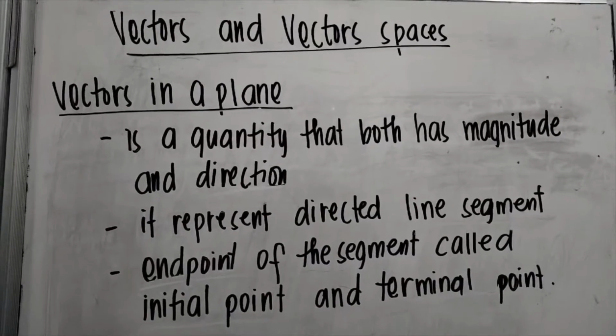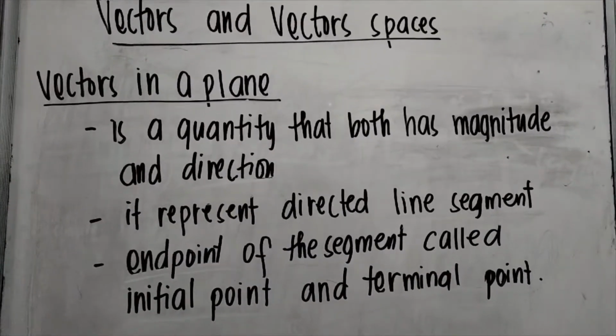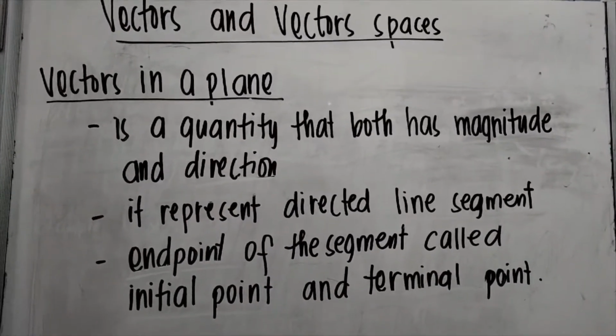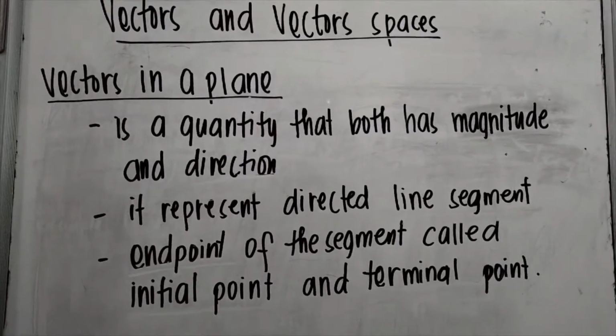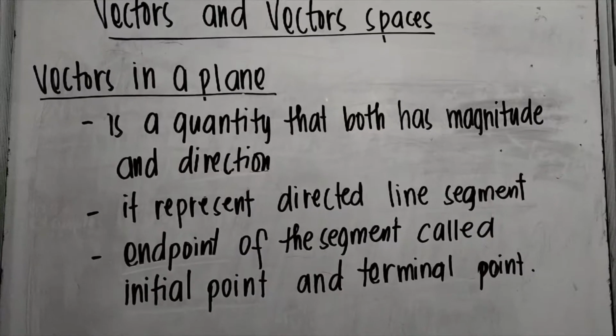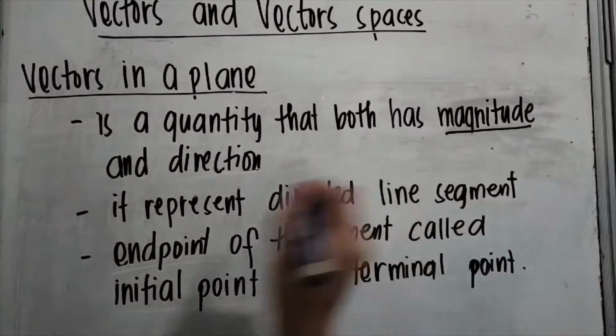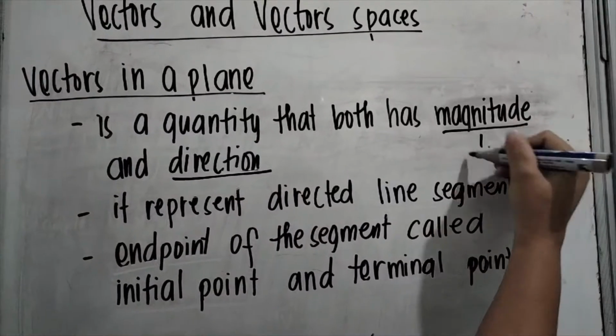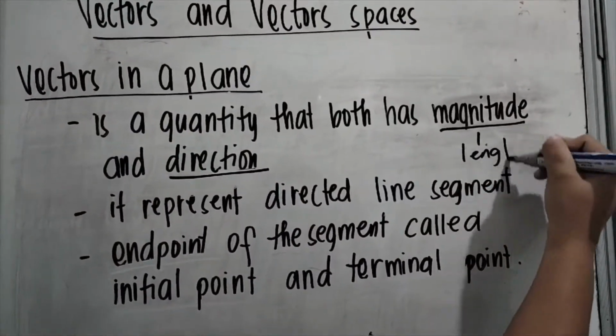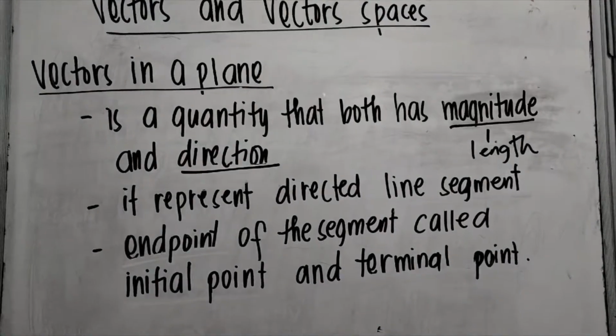So, we're going to talk about the vectors and vector spaces. In line with it, we're going to discuss first the vectors in a plane. So, when we say vectors in a plane, it is the quantity that has both magnitude and direction. When we say magnitude, it is the length. It is the length of the vector.